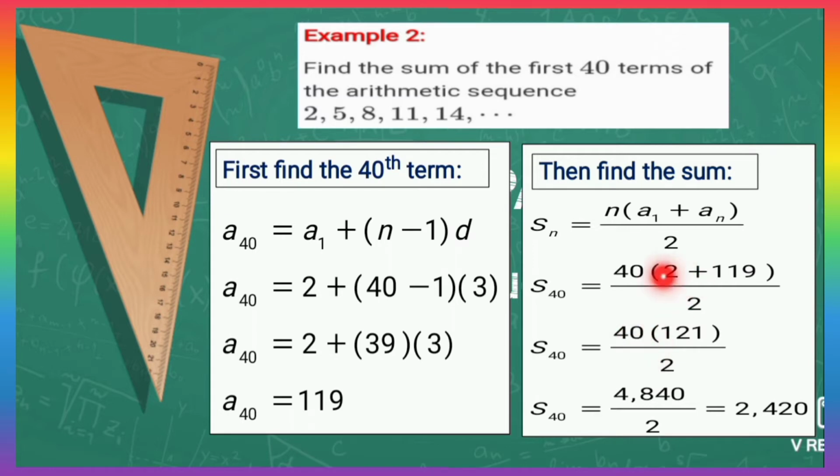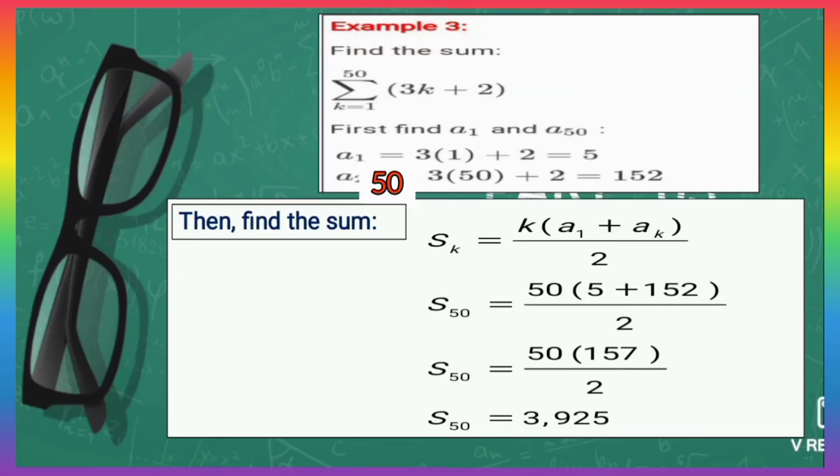So, nag-add tayo ng 2 plus 119. The answer is 121. 40 times 121, the answer is 4,840. Copy the 2. So, pag i-divide natin, 4,840 divide 2, the answer is 2,420. So, yan yung total or sum of the 40 terms. So, nasagot natin yung question sa example number 2. So, next example pa. Example number 3.